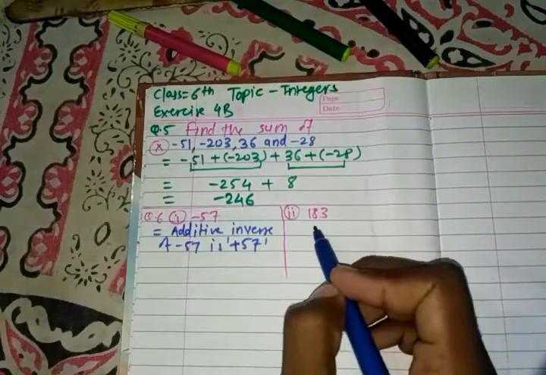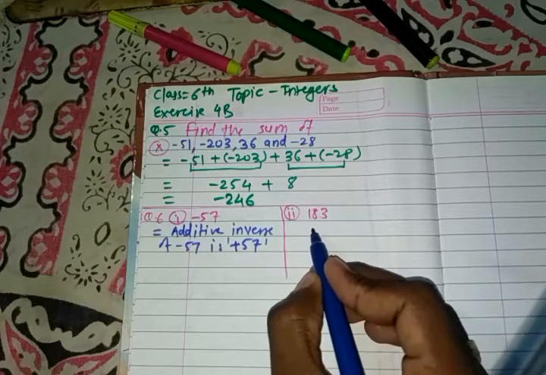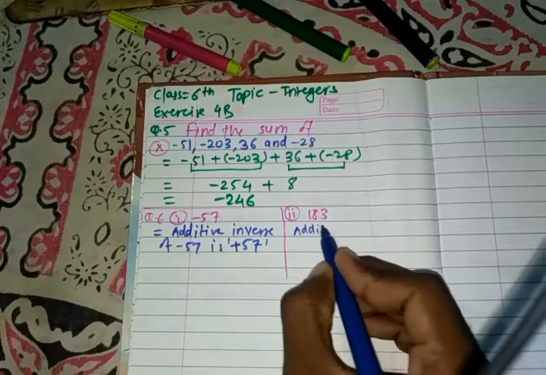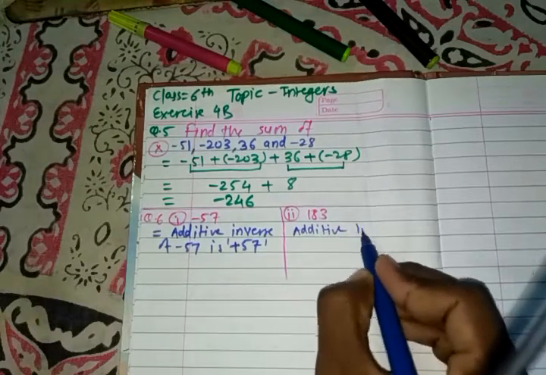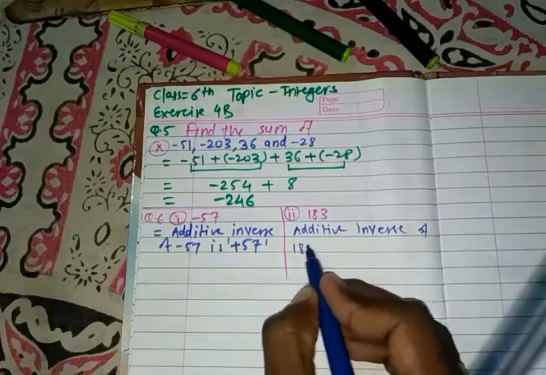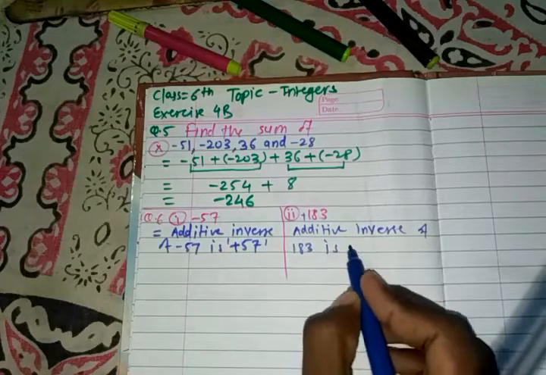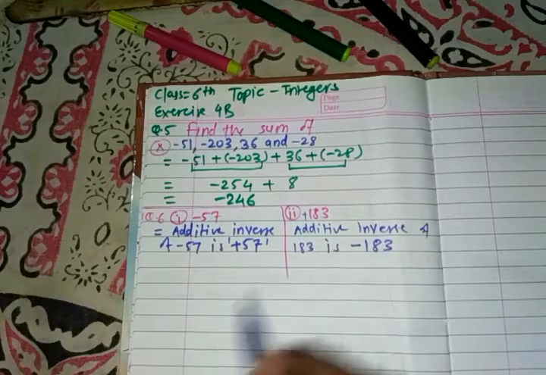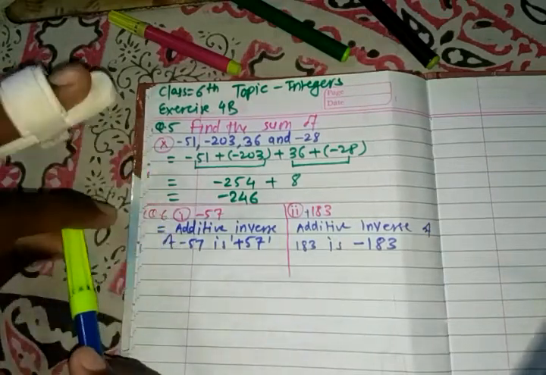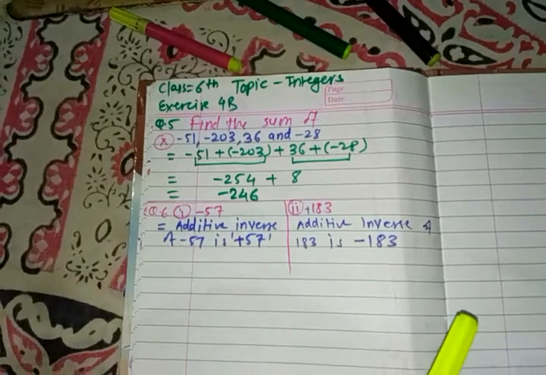Now let's take a second example of a positive integer. How do we find the additive inverse of a positive integer? So I will write additive inverse of 183 is, here is plus sign, so I will write negative 183. So students, in this way you can understand how to find the additive inverse of a given number.